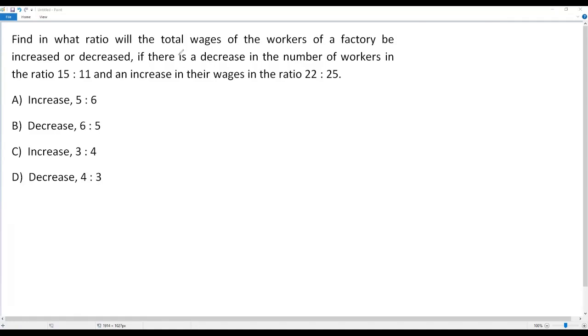Find in what ratio will the total wages of the workers of a factory be increased or decreased if there is a decrease in the number of workers in the ratio 15 to 11 and an increase in their wages in the ratio 22 to 25.